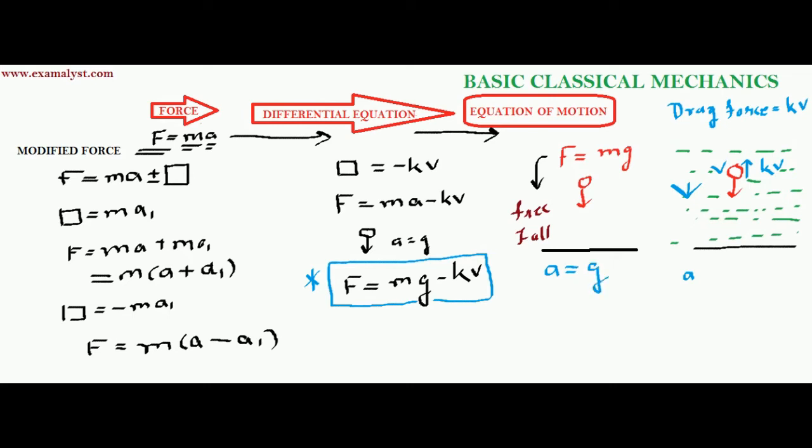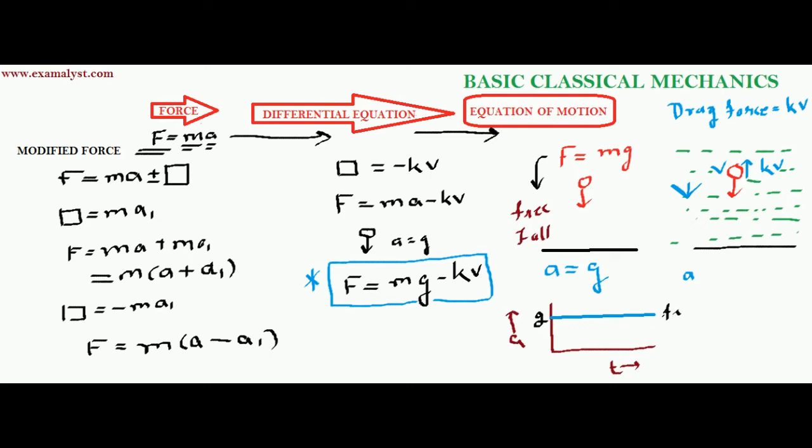If I draw a graph, with time on this side and acceleration on this side, what happens under free fall? Under free fall, the object falls under gravity. So this will be my g, here I can write my g. It means under free fall, the blue line represents the free fall.